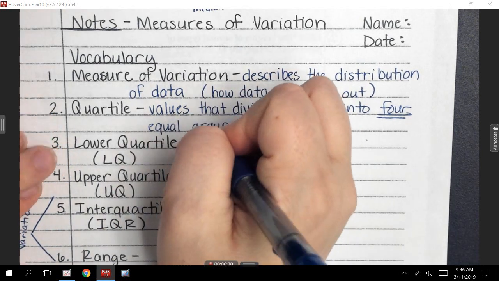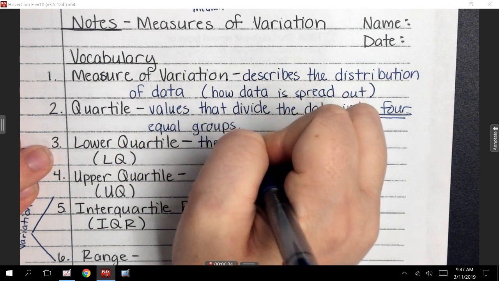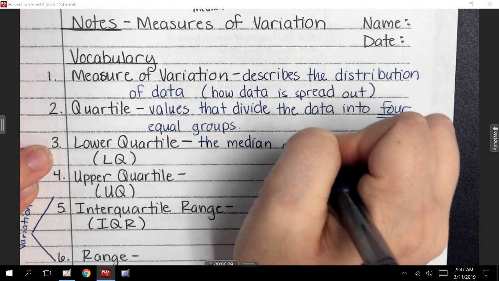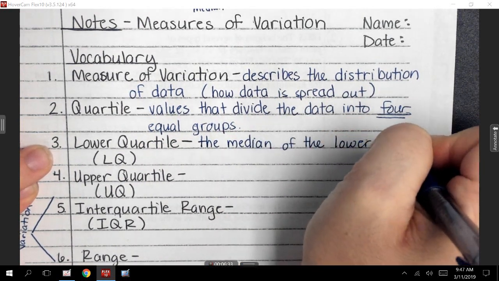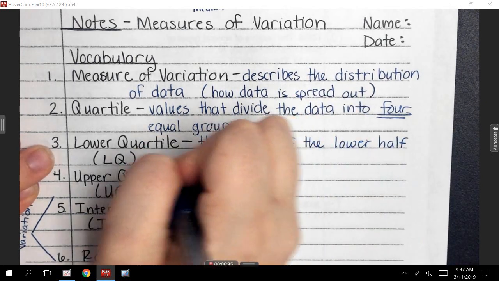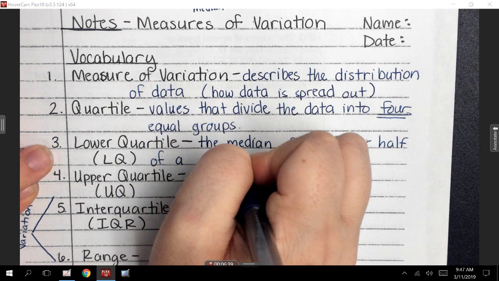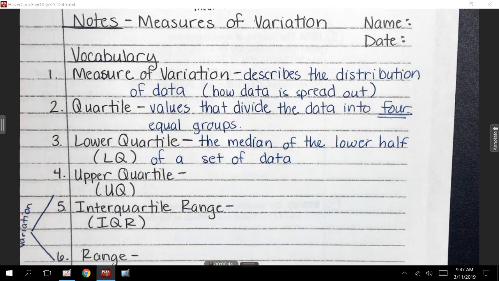So the lower quartile is the median, which means the middle, of the lower half of a set of data. So it's the lower half of your data. Okay.